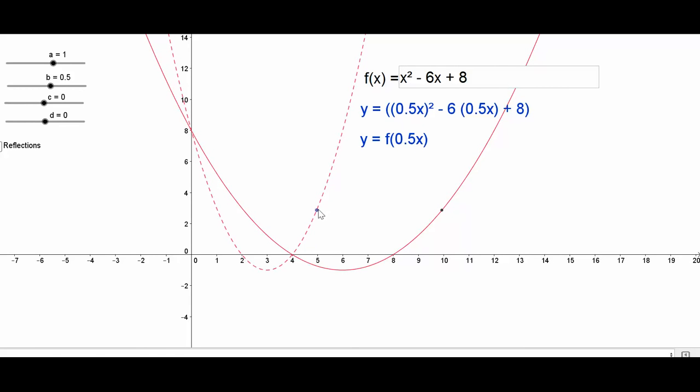Every point on the curve is twice as far from the y-axis as the point on the original curve. So this point here is transformed to that point here, twice as far from the x-axis, and so on. There's the minimum point.